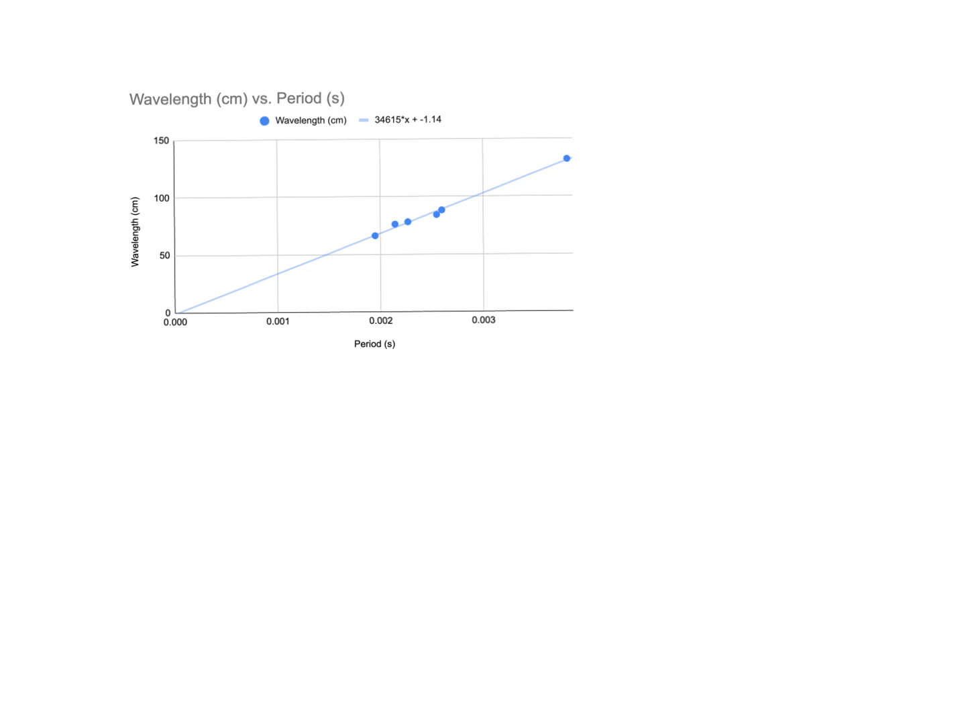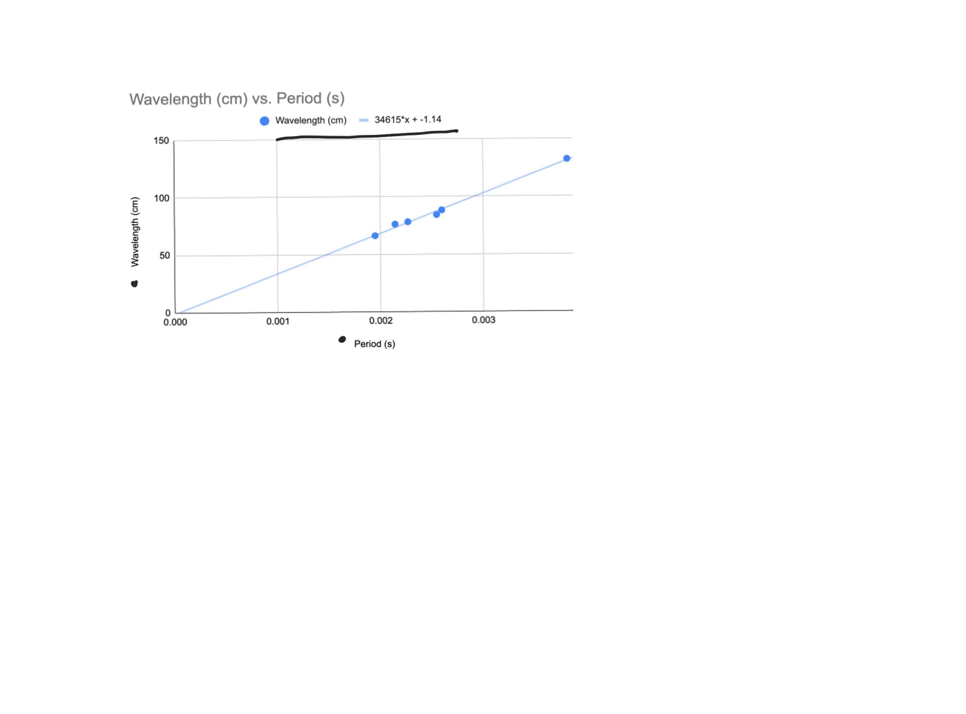We're going over the summary questions on the back of the lab with you. On your graph, you want to make sure that your y-axis is wavelength in centimeters. Your x-axis should be period in seconds. And then if you didn't have Google add the equation to the top like I did here, either do that before you move on or make sure you have found the slope and the y-intercept before you move on.